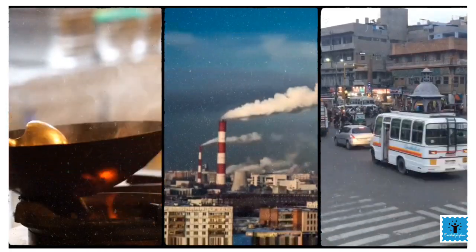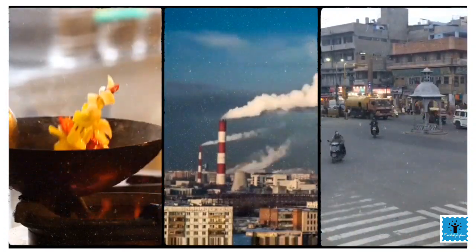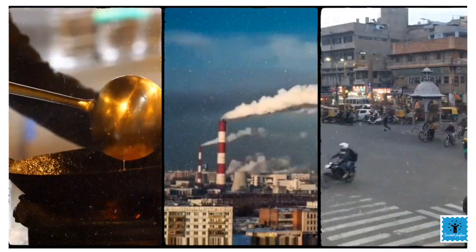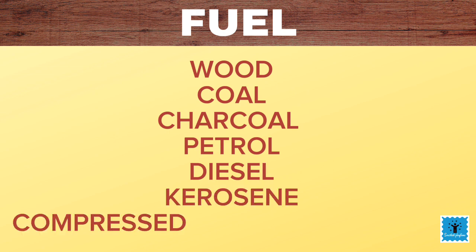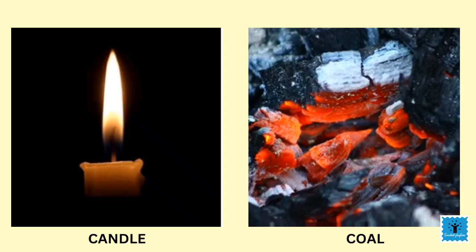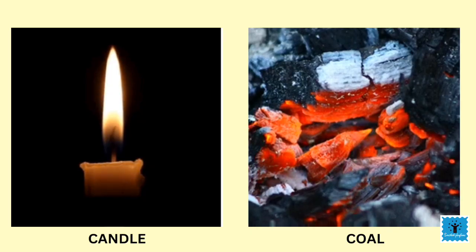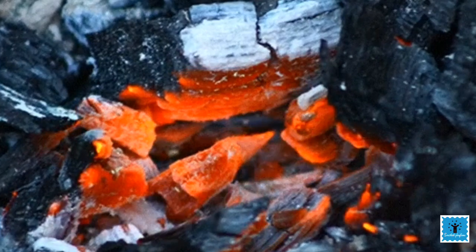There are different kinds of fuel that we use for different purposes, at home, in industries, or for running automobiles. For example, wood, coal, charcoal, petrol, diesel, cow dung, compressed natural gas. Now, if you observe carefully, in this case, a candle and coal both are burning simultaneously. But there is still some difference in the burning of a candle and a coal. Here, a candle burns with a flame, whereas coal has no flame.